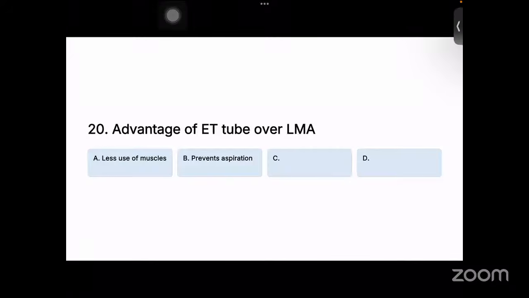Speaking about the next question, advantage of ET tube over LMA. So speaking of the advantage of ET tube over the LMA, less use of muscle relaxant is false, prevents aspiration is the right answer. I would rather go for the laryngeal mask airway and compare it with the ET tube. ET tube prevents aspiration. Okay, because ET tube provides definite airway protection. Okay, so we'll move on to the next one.